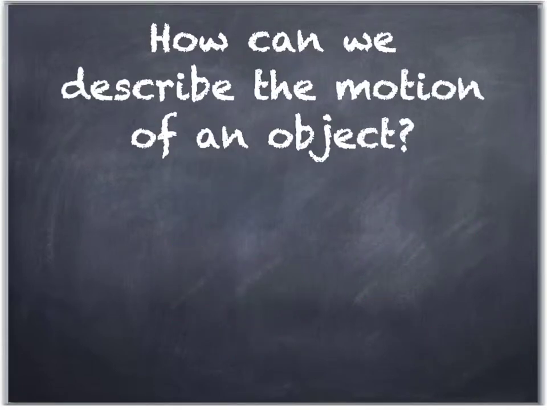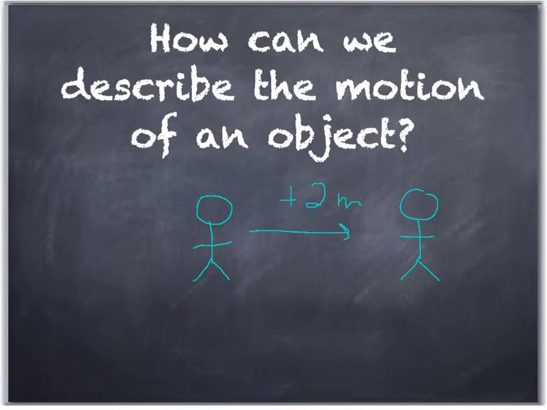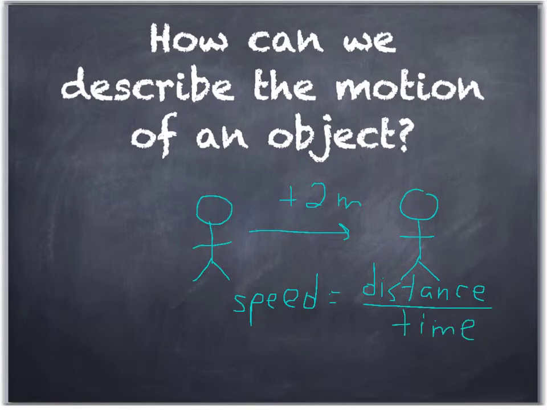And another question that we would ask is, how can we describe the motion of an object? So if we come back to our drawing here of the little person that moved positive 2 meters, and their final position is over here. Let's say it took them 1 second to move that 2 meters. Then their speed would be the distance, 2 meters, over the time. And we said that it took them 1 second. So in this case, it's just 2 meters over 1 second. Their speed is 2 meters per second.